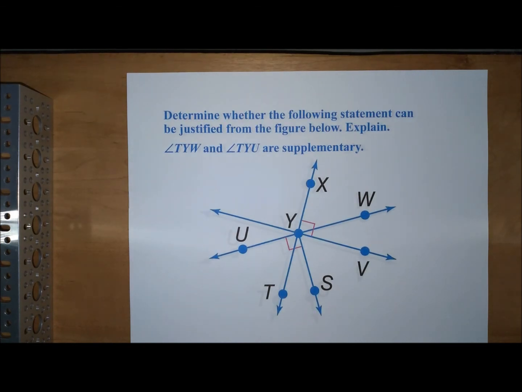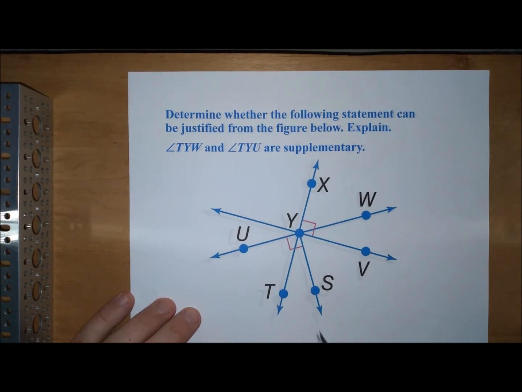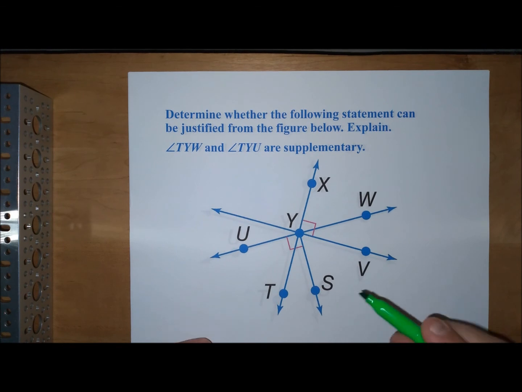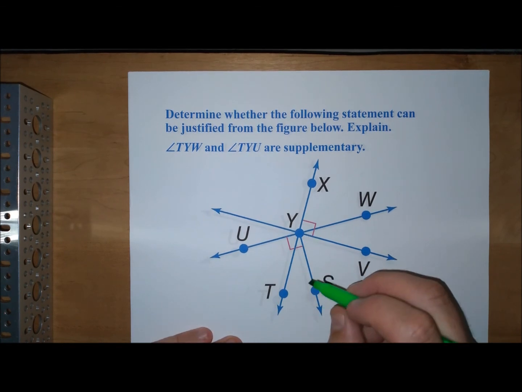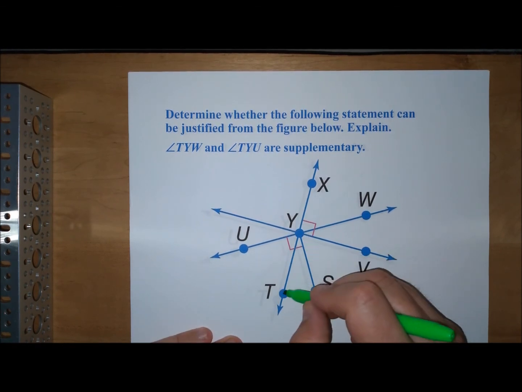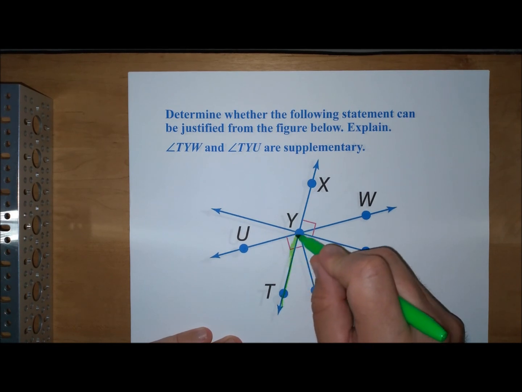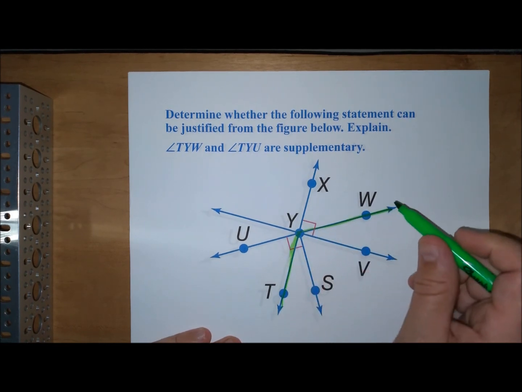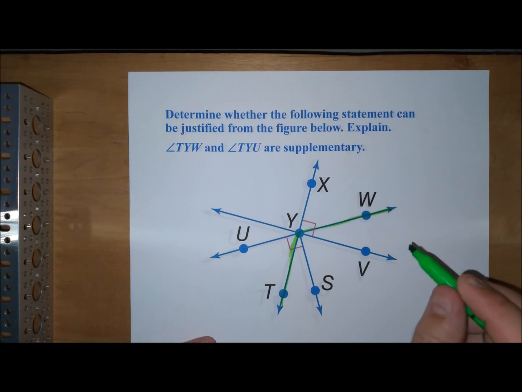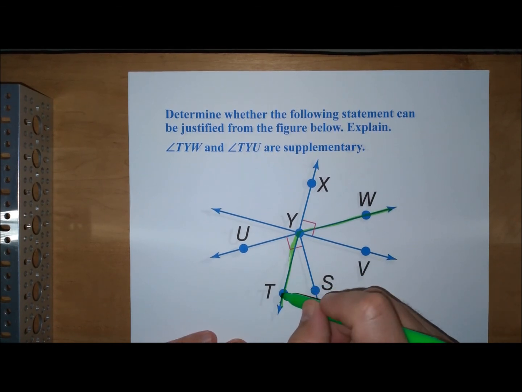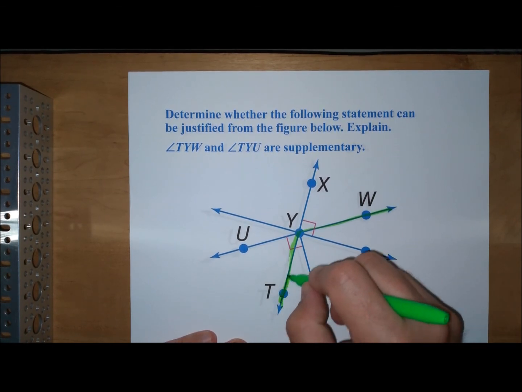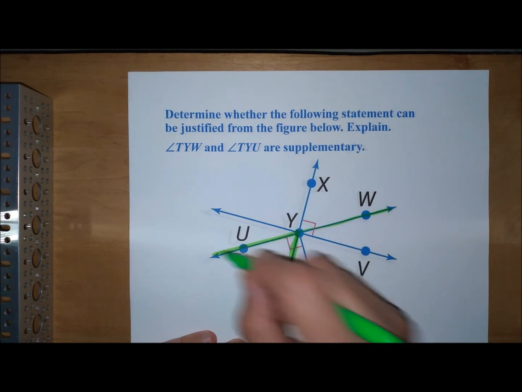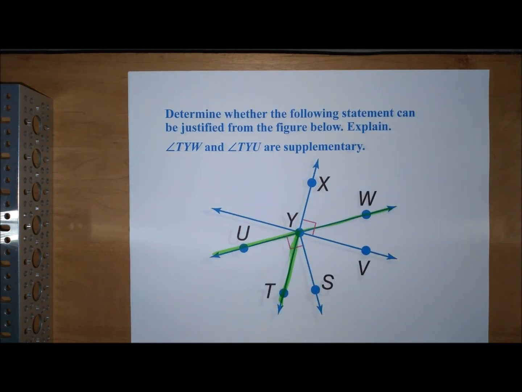Could I determine whether the following statement can be justified from the figure below? Explain. Could I assume that angle TYW, that's this angle right here, and TYU are supplementary?